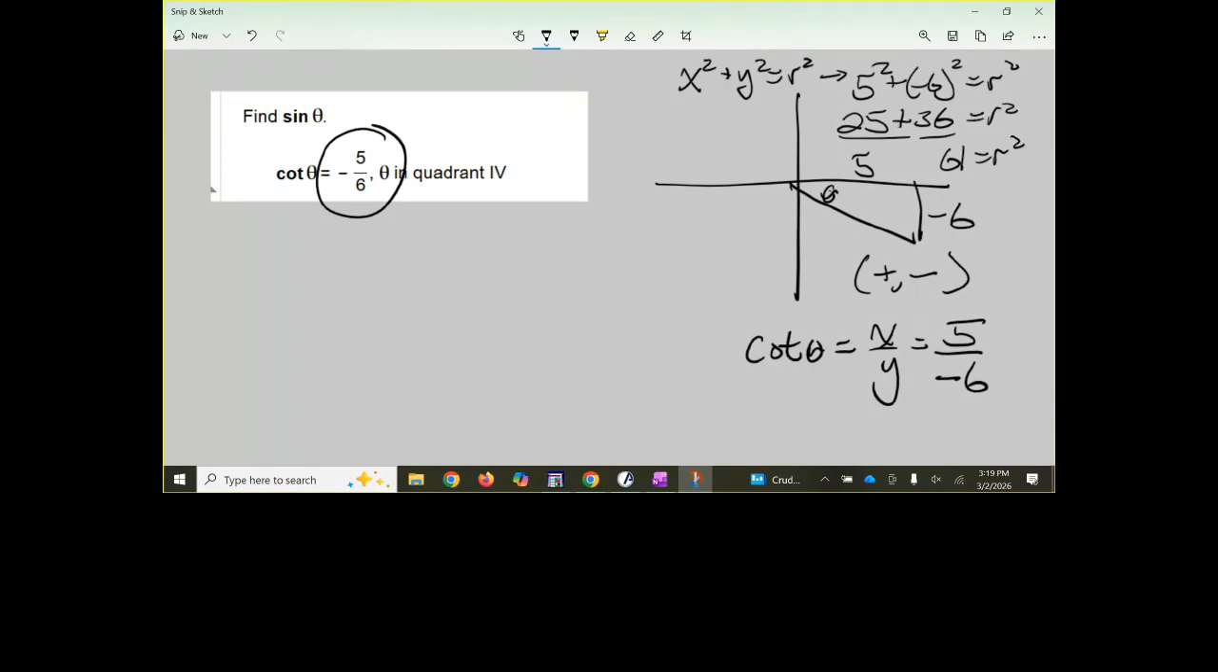Okay, r squared. Y'all, remember, my r is always going to be positive, right? The x values, the y values, those could be negative, but the r is always going to be positive, okay? So we got our r to be square root of 61. All right, we found that.